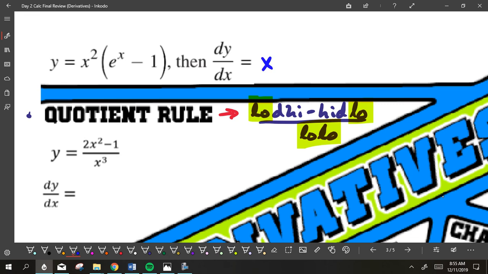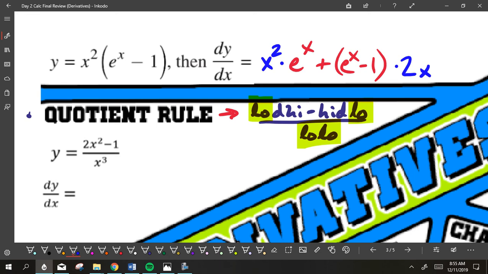First, x squared times the derivative of the second. The derivative of e to the x is e to the x. Then what? Plus, in parentheses, wonderful, times the derivative of the first, which is 2x. That is the first times the derivative of the second, plus the second times the derivative of the first.